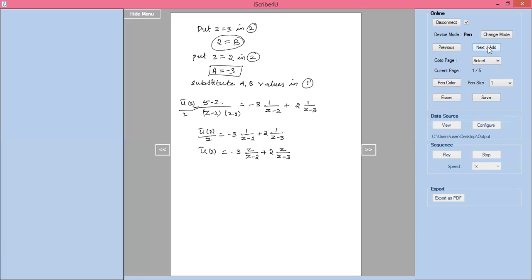Now I will apply the inverse Z transform on both sides. Z inverse of U bar of z equal to minus 3 into Z inverse of z by (z minus 2) plus 2 into Z inverse of z by (z minus 3). Now I'll write u n equal to minus 3 into 2 power n plus 2 into 3 power n. This is the required solution for the given problem.